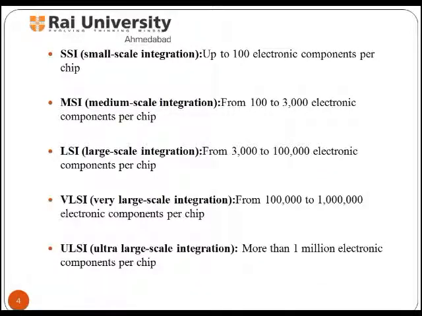Integrated circuits are classified on the basis of number of transistors and other electronic components they contain. A small scale integrated circuit contains up to 100 electronic components per chip. A medium scale integrated circuit comprises 100 to 3000 electronic components per chip. A large scale integration circuit contains from 3000 to 1 lakh electronic components per chip. Another type is ultra large scale integration, which contains more than 1 million electronic components per chip.